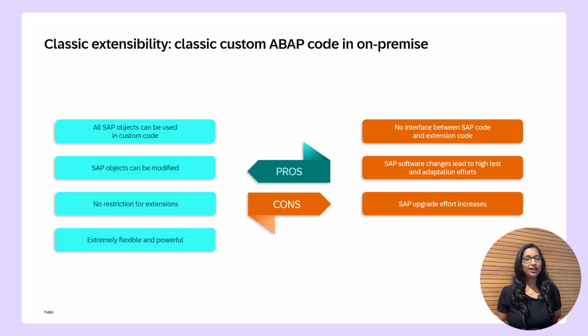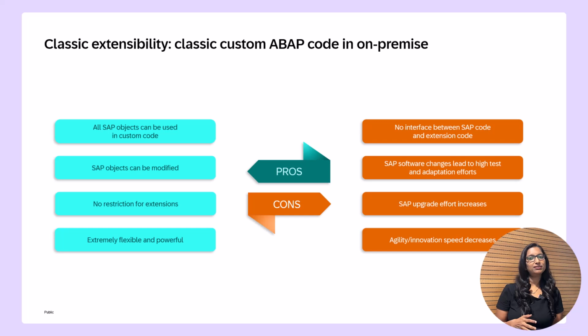During the last decades, SAP's on-premise customers and partners have mainly used classic ABAP extensibility to extend their ERP solution. Classic extensibility allows ABAP developers to use and even modify all SAP objects. This is very powerful and flexible, but the missing separation between the SAP code and the extensions adds a lot to customer-specific tests and adaptation effort during SAP upgrades.